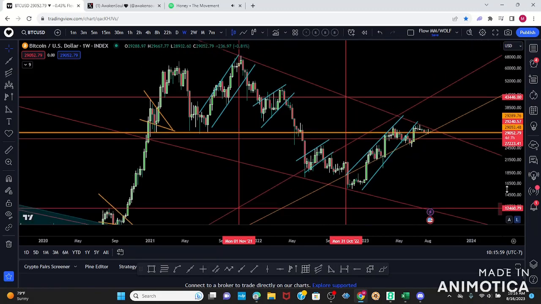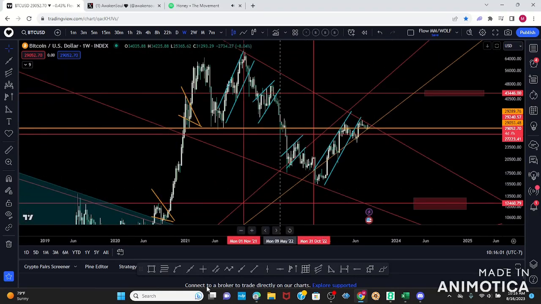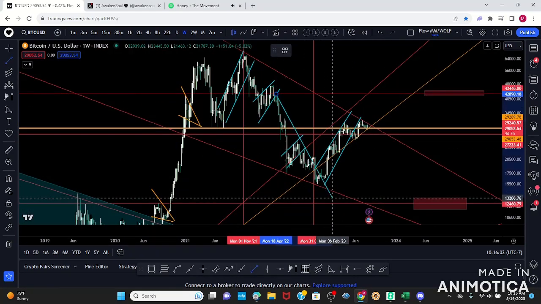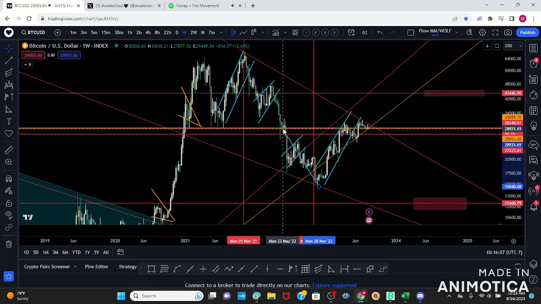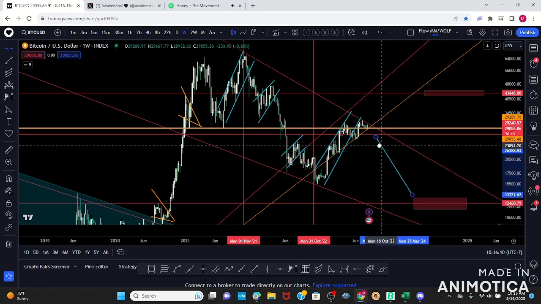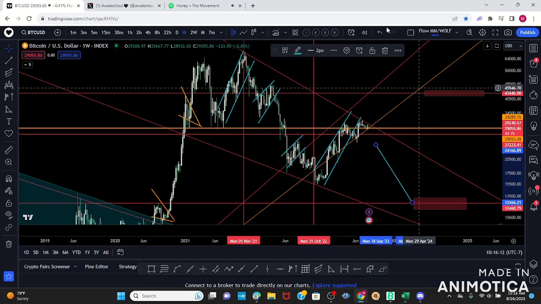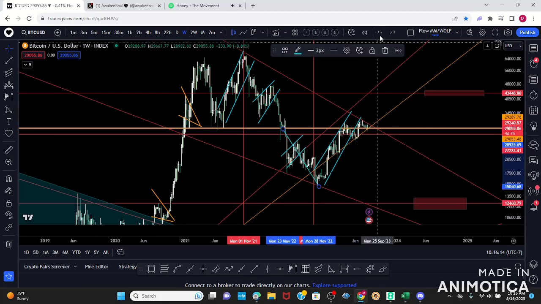I was going to say we could use the flagpole for the bear flag. This is probably going to be the flagpole though. No, I would say here. This is a contraction phase.